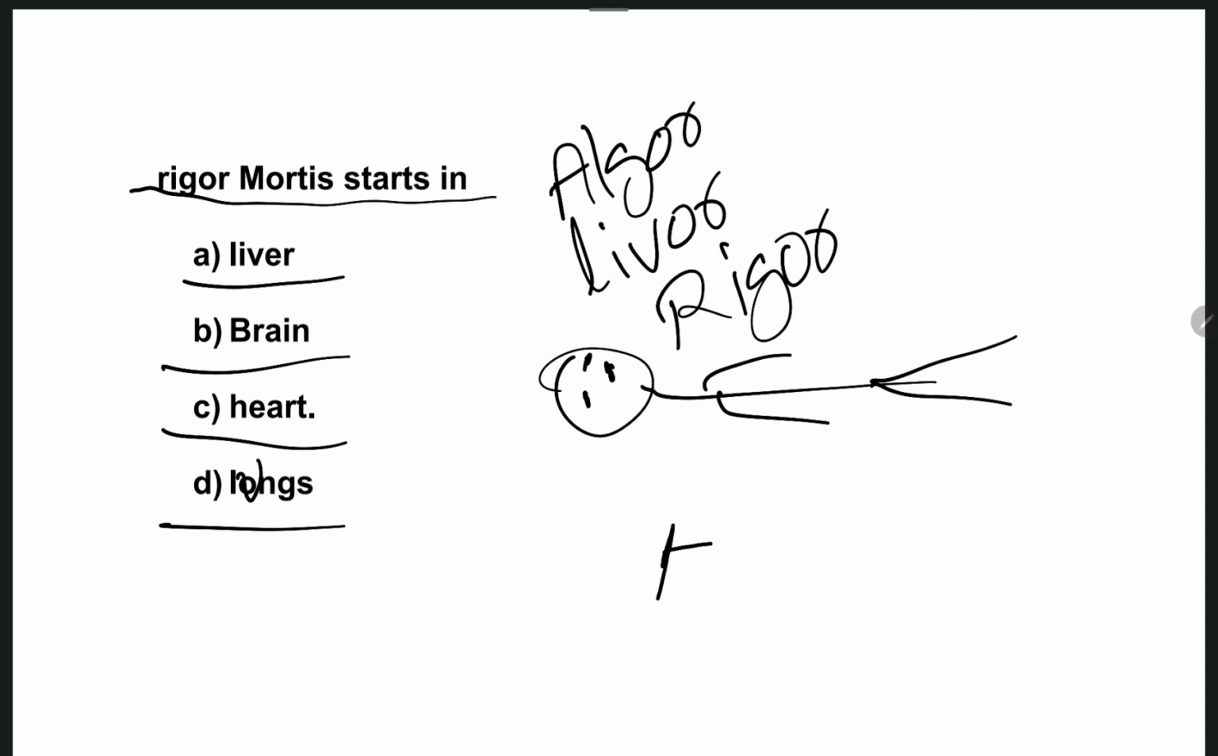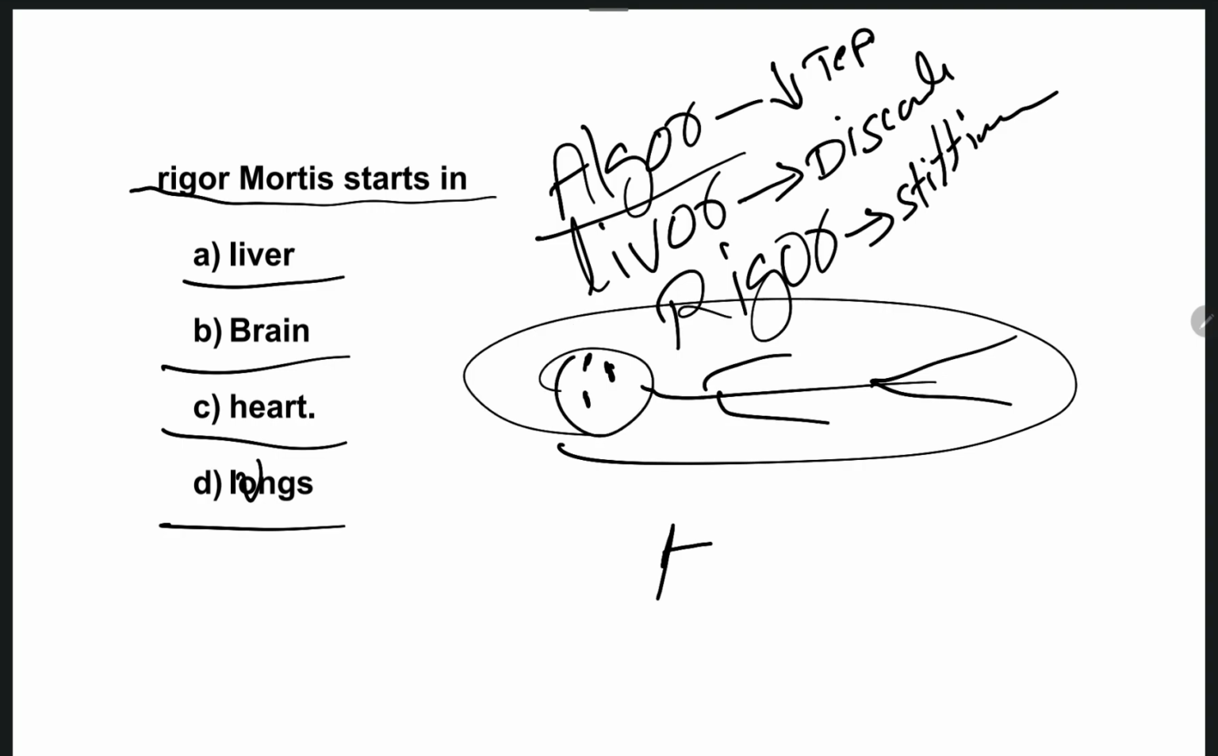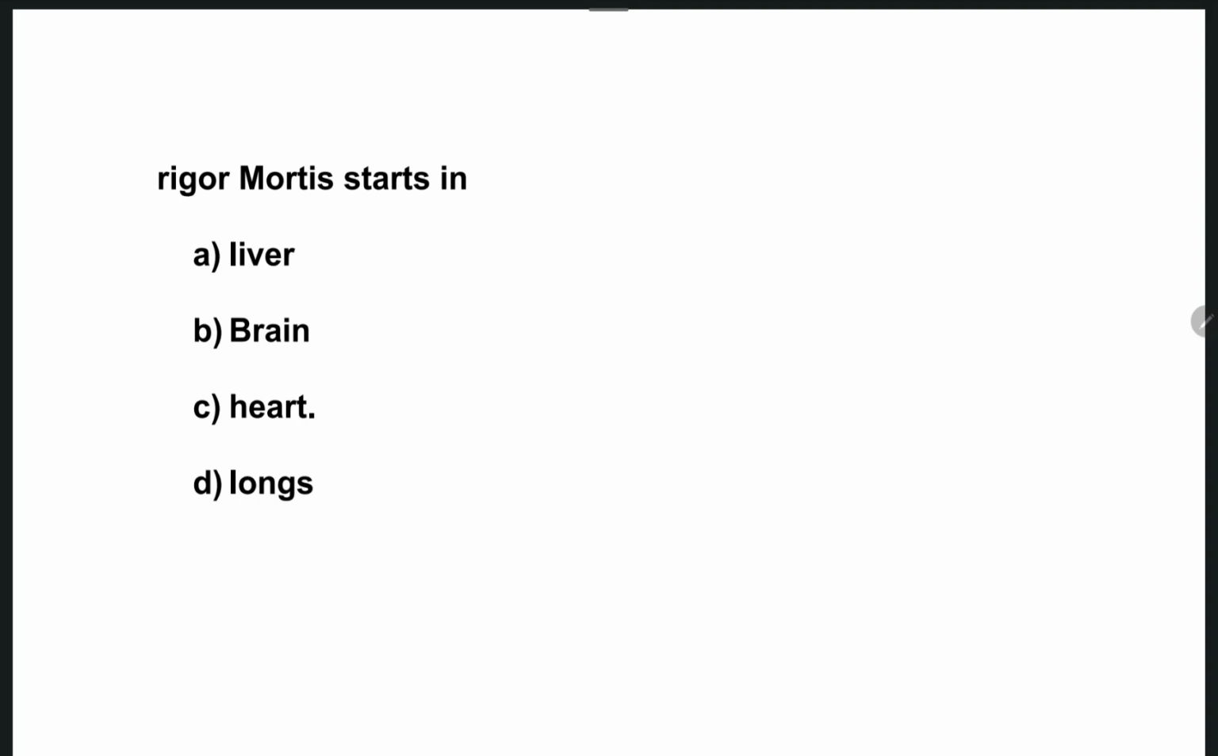After death of the patient, algor mortis starts with decreasing of temperature, and livor mortis is nothing but discoloration. Finally, rigor mortis is nothing but stiffness. The stiffness of the body starts from the heart. The right answer is the heart. So rigor mortis starts from the heart. The right one is option C.